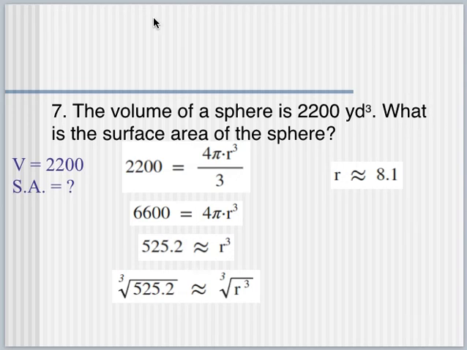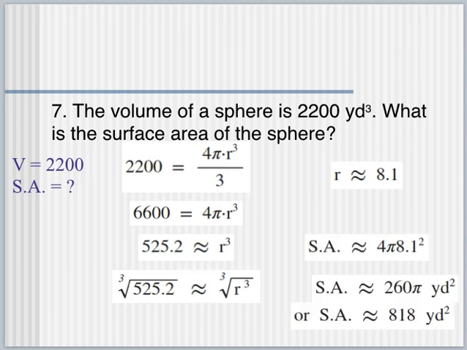Now that you have a radius, go back and read what they're asking for. Oh, they're asking for surface area. So look at your formula for surface area from the front of your notes and plug in 8.1 for radius. And it's a word problem, so it's probably safer not to leave it in terms of pi, because most word problems want it actually multiplied by 3.14 instead. And like last time, you could round it to the nearest whole number.